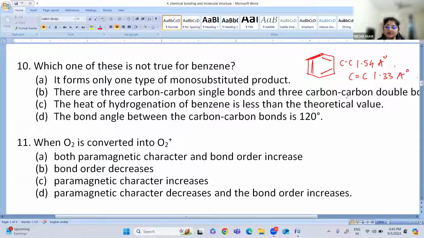So here, option B is not true about benzene. There are 3 carbon-carbon double bonds and 3 carbon-carbon single bonds. Your single bond also has a double bond character. Because of that, it is not true.